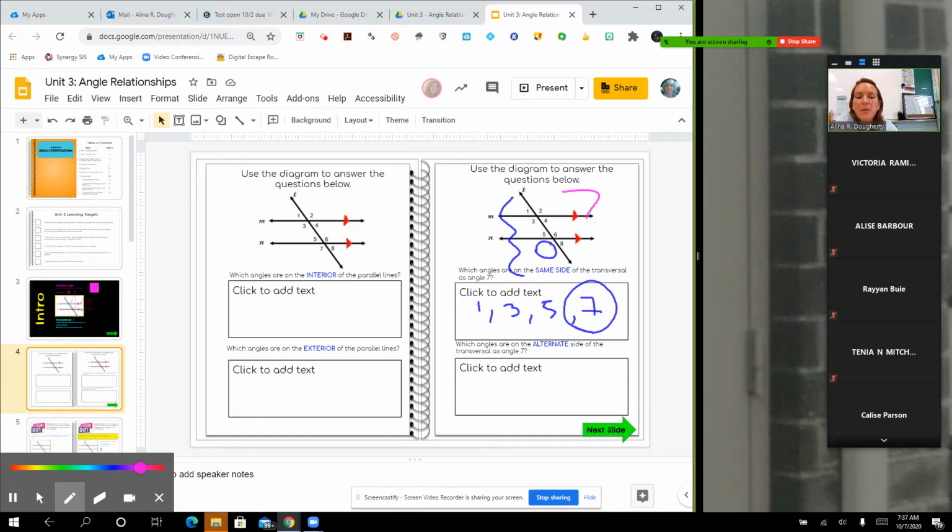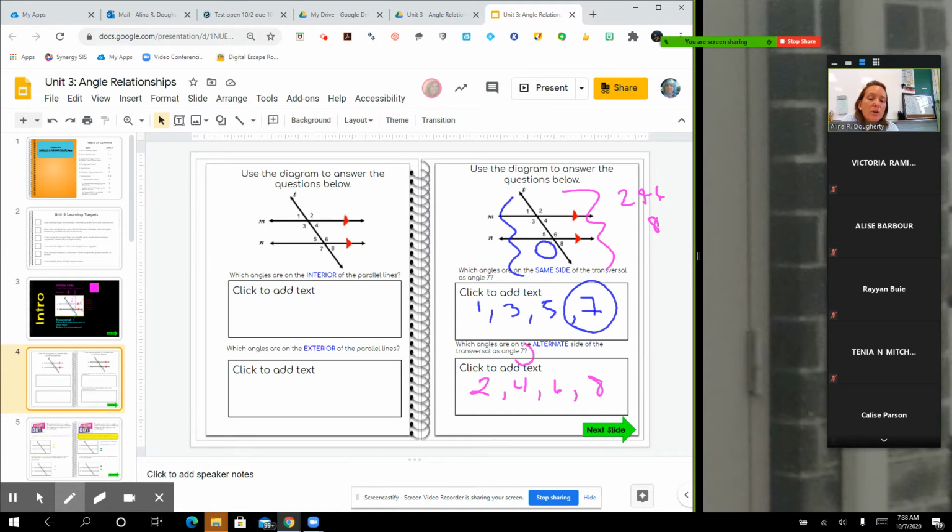Seems kind of basic, but when we start putting it together, lots of people get confused. That means 2, 4, 6, and 8 are also same side. So we've got the left side on the blue side and the right side on the pink side. If we're talking about alternate, then alternate to the 7 would be all of those pink angles. 2, 4, 6, and 8 are alternate with respect to 7. If I said alternate with respect to 8, then it would be 1, 3, 5, and 7.